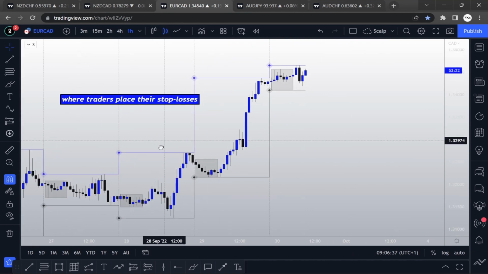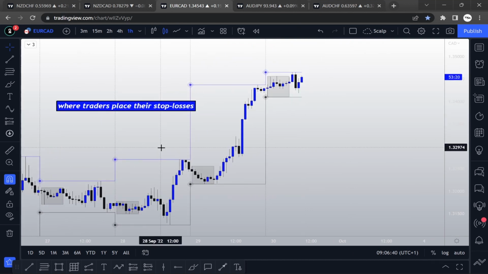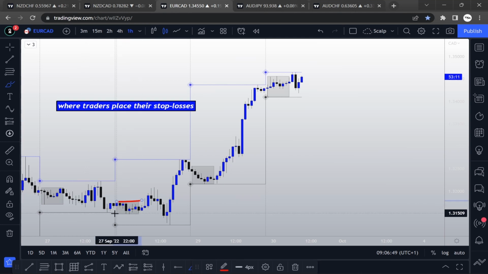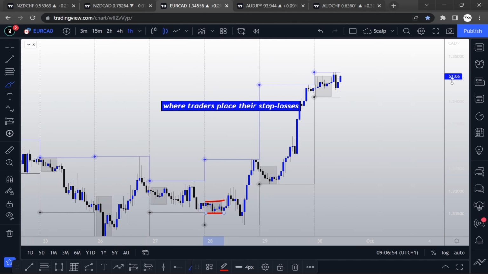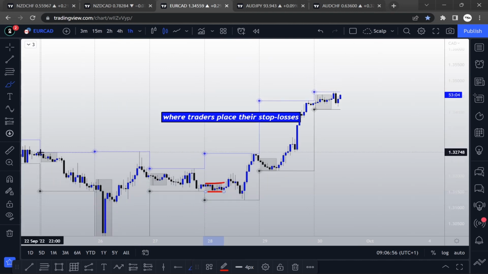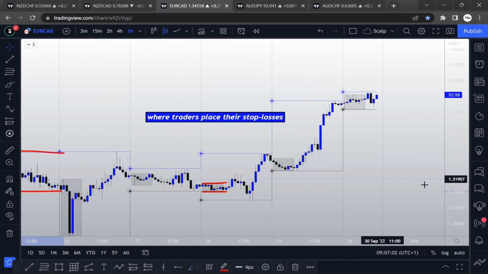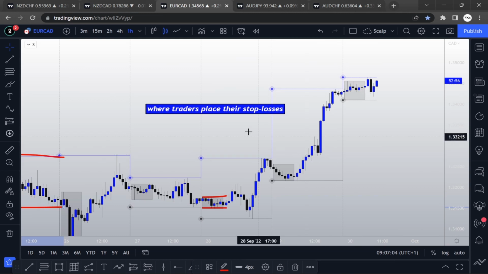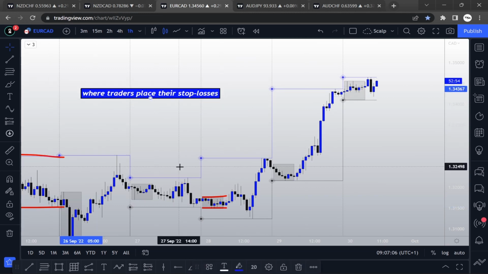So the two areas where we can spot liquidity pools are above and below the Asia box, and also day highs and day lows. Okay, so as we go through this chart, I'm going to show you areas in the market where liquidity pools are based.